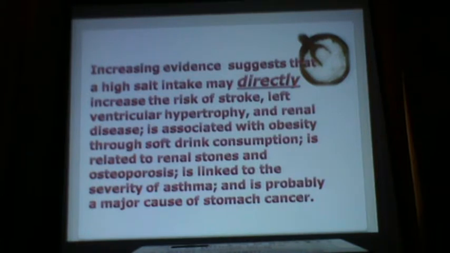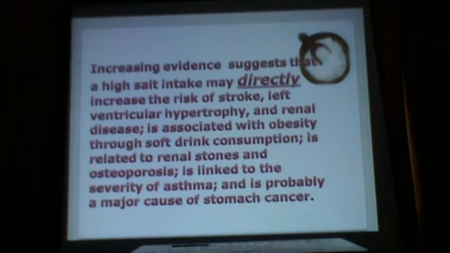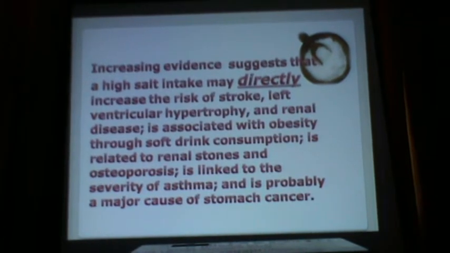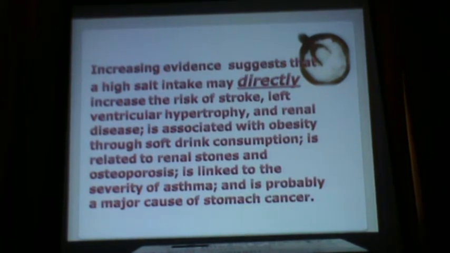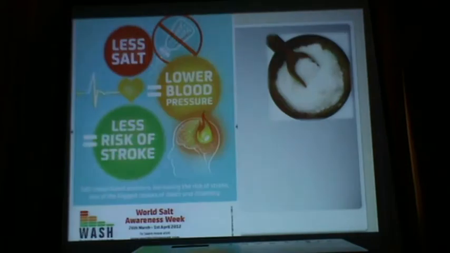Not only the development of hypertension, but increasing evidence suggests that high salt intake may directly, not through the development of hypertension, increase the risk of stroke, LVH, and renal disease. It is also associated with obesity. It is related to the development of renal stones, osteoporosis, and the severity of asthma, and is probably a major cause of cancer of the stomach. So it is a great problem, as you will see.